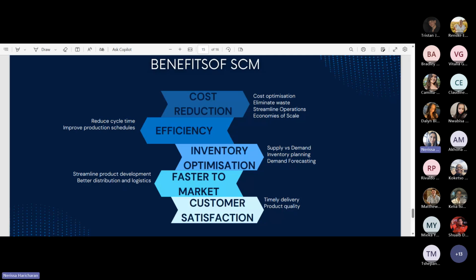And then the most obvious one, which is everyone's end goal, is customer satisfaction. How can you ensure a timely delivery of your product at a high quality? So supply chain plays a huge, crucial role in making sure that you have the most customer satisfaction possible by quality, by time, by responsiveness.